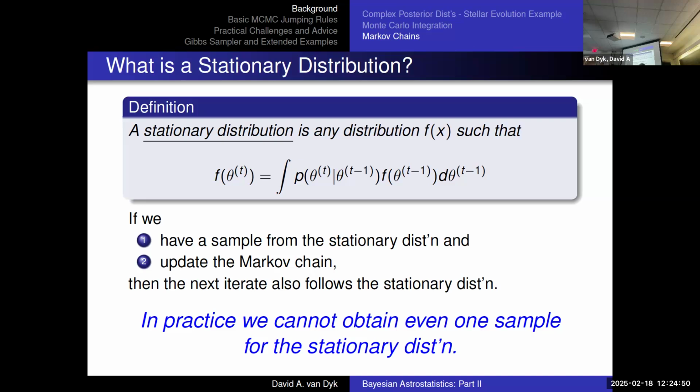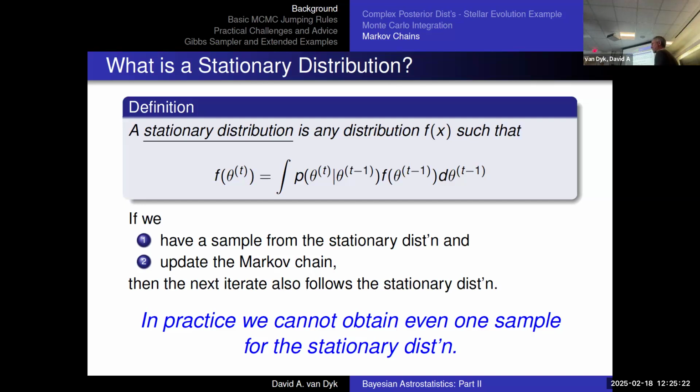That's a stationary distribution. That means if I have a draw from the stationary distribution, and I proceed one step via the Markov chain rule, I get another draw from the same distribution. And that's why it's called a stationary distribution. If I'm there, I stay there, and I can get arbitrarily many draws from the same distribution. So if I have a sample from the stationary distribution and do a Markov chain update, then the next iterate follows the same distribution.